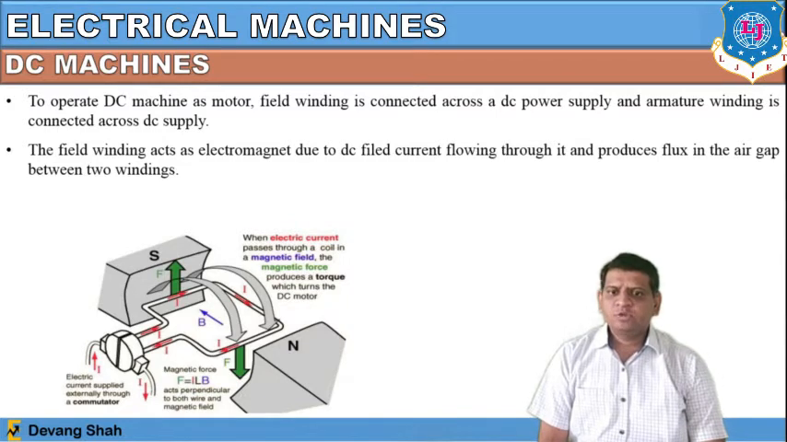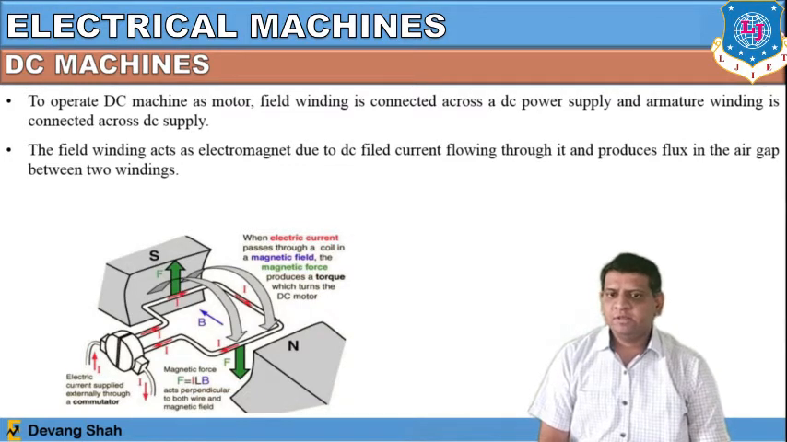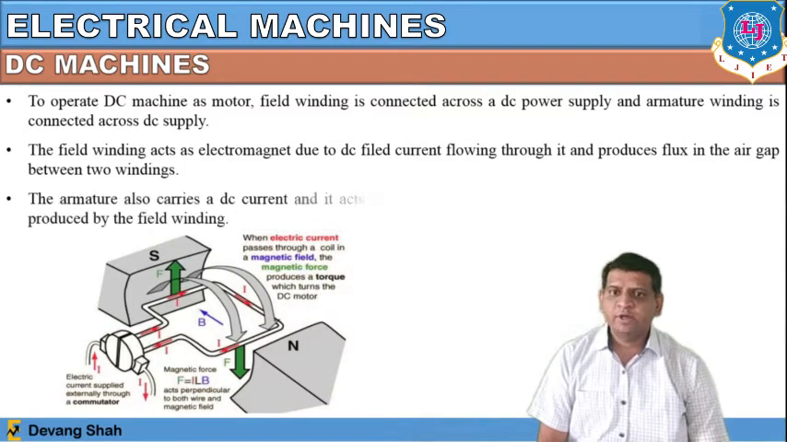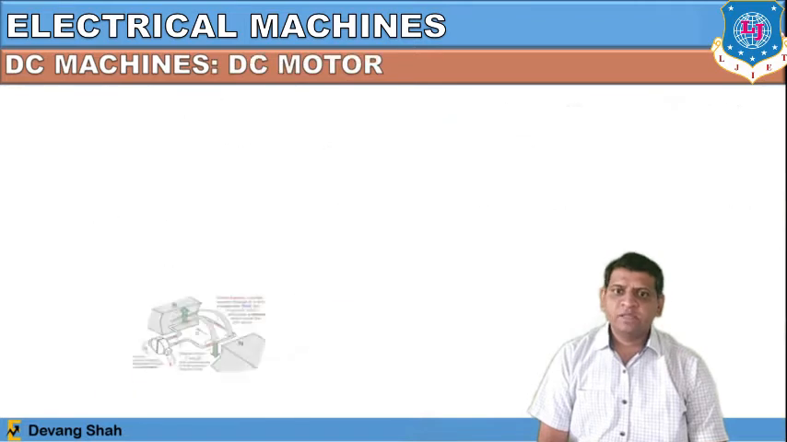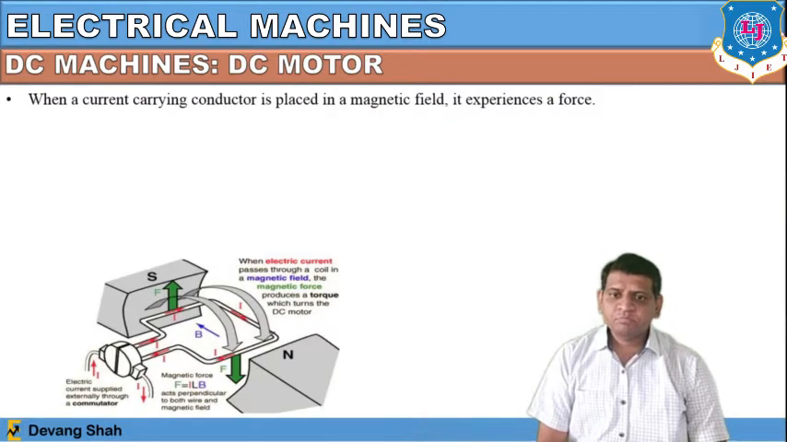Here the two magnets produce magnetic flux around them, and we give rotation to the armature. It cuts the magnetic flux, and once it cuts the flux, mechanical energy is converted into electrical energy. This is nothing but Faraday's law of electromagnetic induction. The armature also carries DC current, and it acts as a current carrying conductor placed in the magnetic field produced by the field winding.